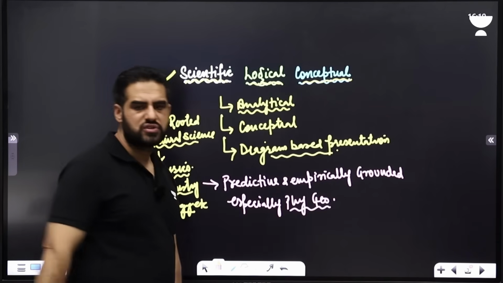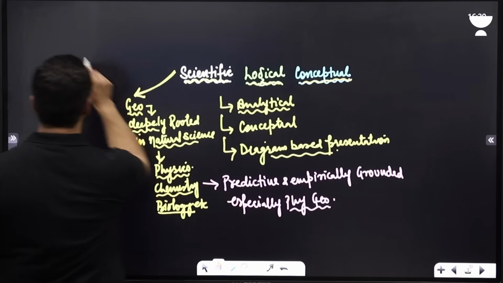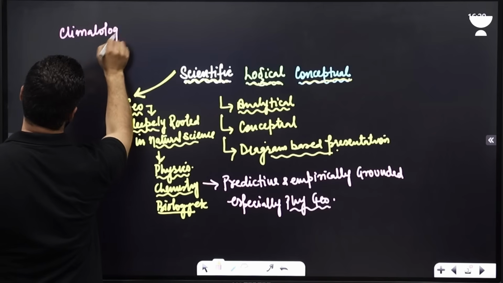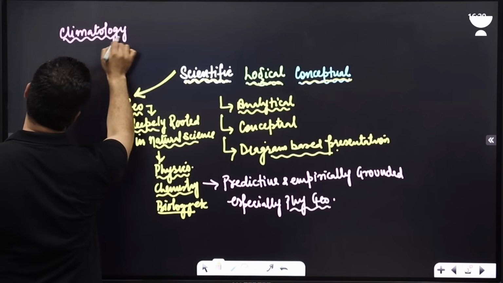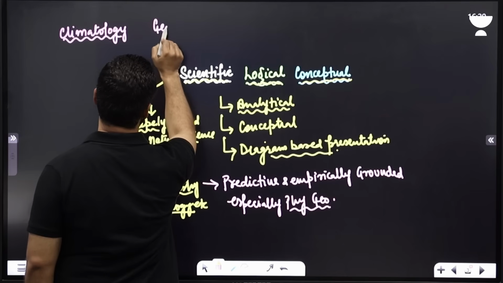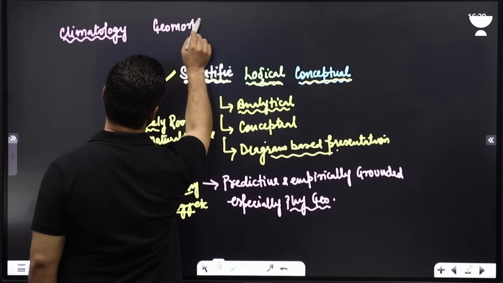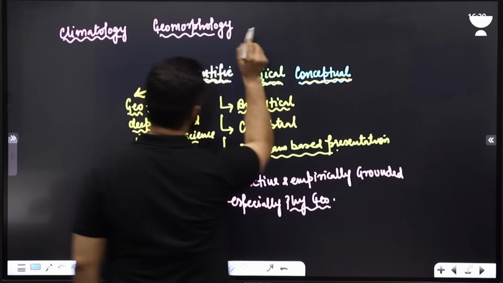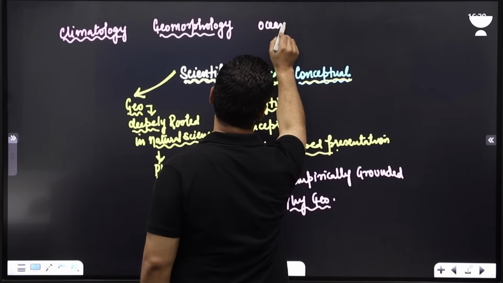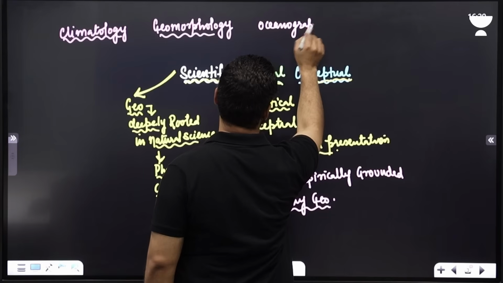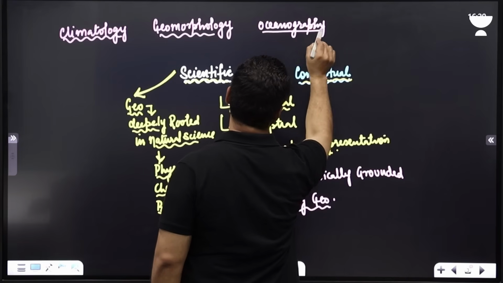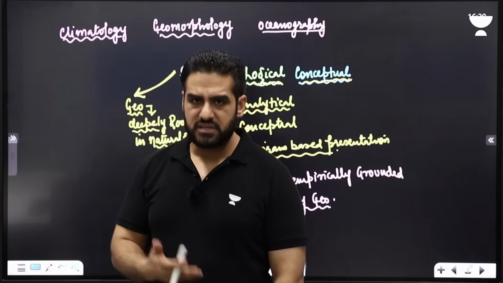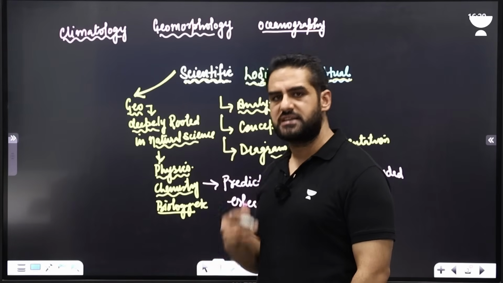I'll give you some examples to explain it. If we talk about climatology, or geomorphology, or let's say oceanography, these are the three main components of physical geography. Obviously, yes, environmental and biogeography is itself a part of it.